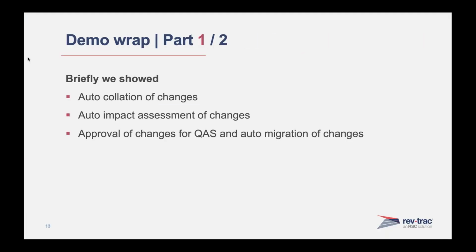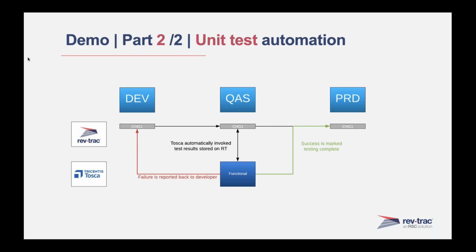So in that part of the demonstration, I'm just summarizing what we saw there. We saw the auto collation of changes. Yeah, that's the concept of putting multiple transports and all of the objects on a single Rev-Trac request, which then makes that change bound to a workflow process. We saw the auto impact assessment of these changes. And this last dot point's actually inaccurate. We didn't see the approval of changes to QA or the auto migration, but what we saw is the completion of the change and the developer signing off to say that this is a complete request ready for subscription. Good news, in the next part of the demonstration, we will see the triggering of transport migration.